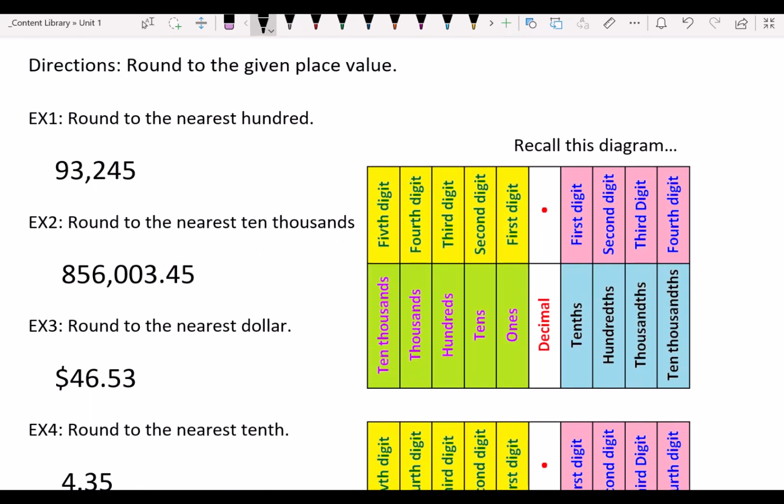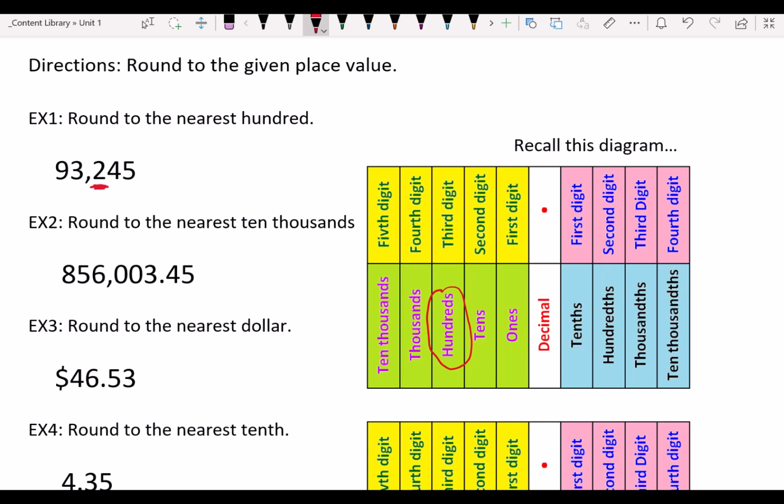And now we have some examples. We want to round to the nearest 100. So what I like to do is I underline the hundreds column. You could refer to this diagram right here. 100 is right here. It's going to be the third digit to the left of the decimal. So this is going to be the 100.